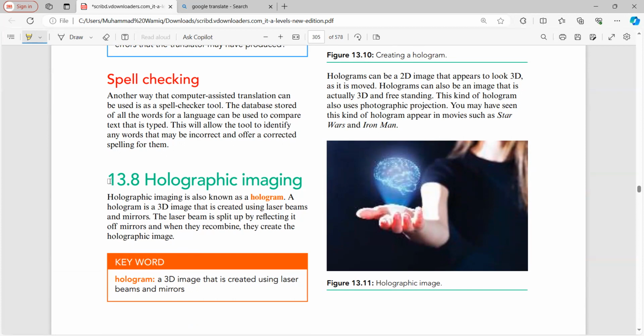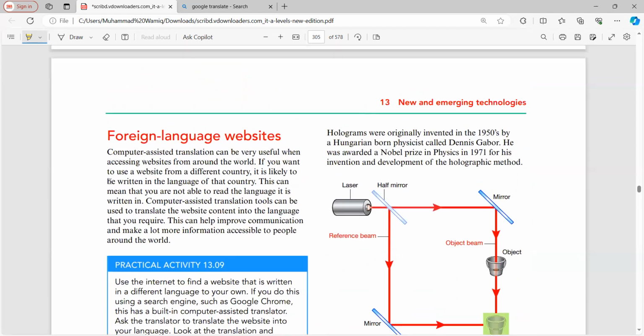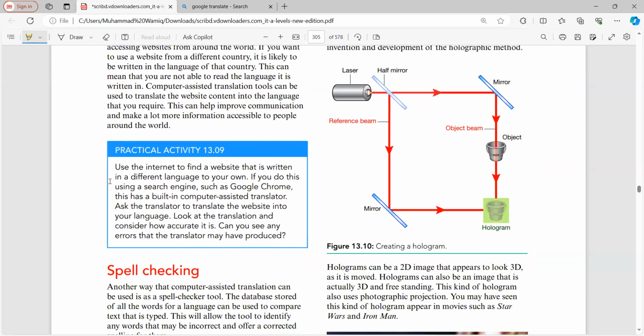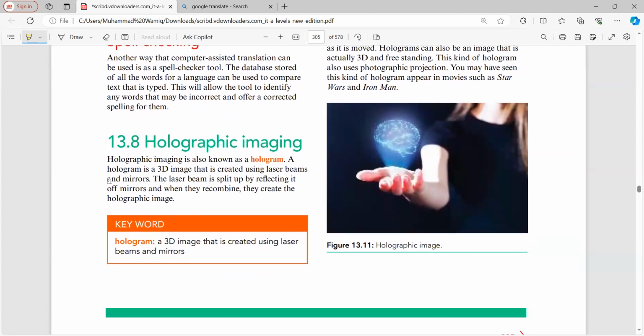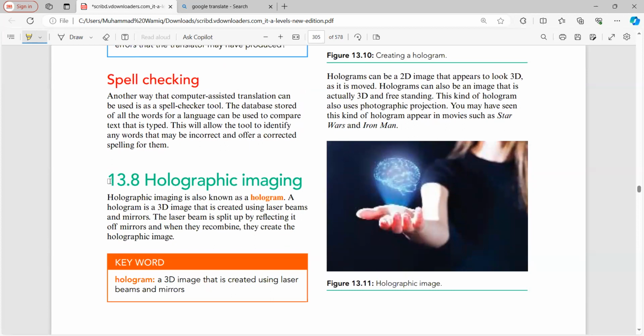Let's take an example of a hologram, or a holographic image. Holographic imaging is basically known as a hologram as well. On the right corner of this, you can see a hologram image. These are basically 3D images that are created using laser beams and mirrors. The laser beam is split up by reflecting off different mirrors and they are combined together. A hologram can be a 2D image that appears to look 3D as it is moved. That's it.